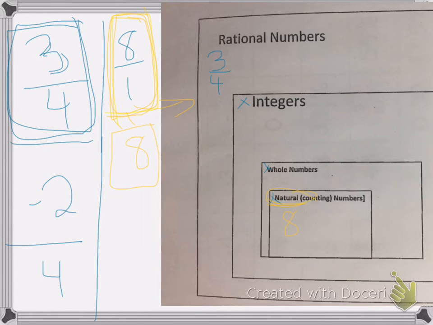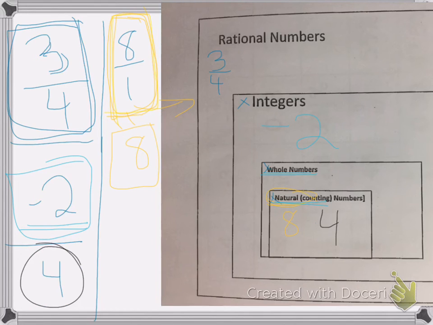All right, let's look at -2. Is it one of these positive whole numbers or natural numbers? Nope, it's a negative number. Integers include all the negatives you find. And it includes all the negatives, the zeros, and all those positive numbers, okay? Then we look at the last one. Well, 4 is a counting number, so it's going to be in there.